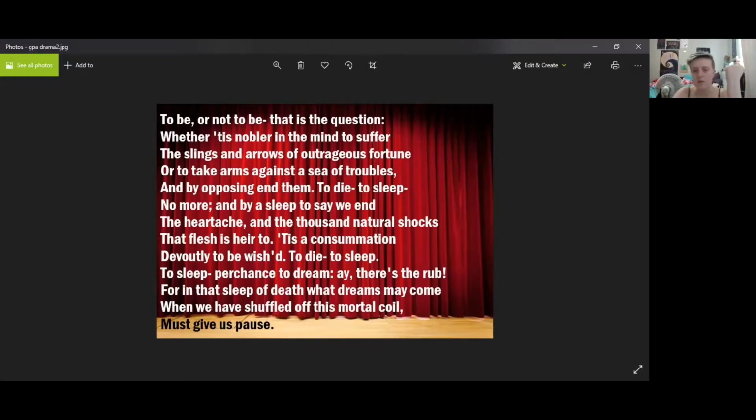Oh, and by the way, the only reason why I must give us pauses in black text at the bottom is because you couldn't see the white text on the image. Sorry if that's confusing at all.